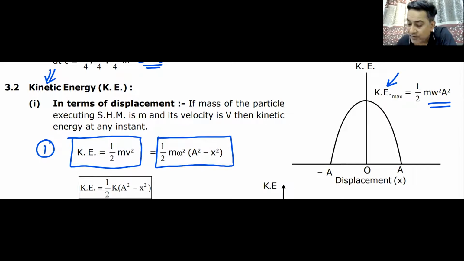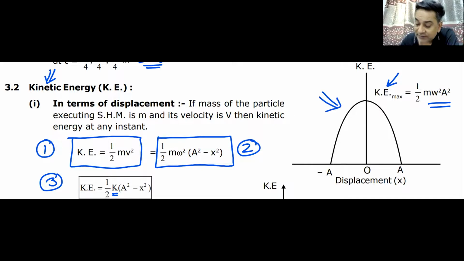Remember, the value of v square in terms of x was omega square into a square minus x square. So this is the second way in which you can remember the formula for kinetic energy. Remember, k is equal to m into omega square. So this is the third way in which you can remember the formula for kinetic energy of the particle.